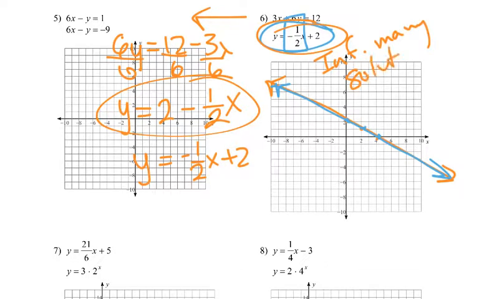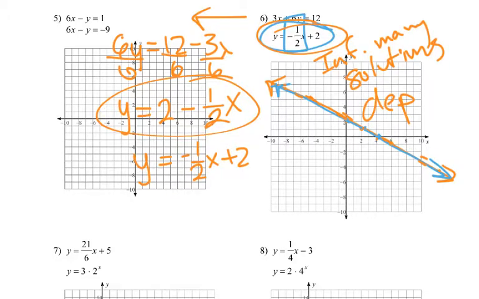Okay, so there's solutions, so it's consistent, but it's dependent, right? Not independent. That's what I was looking for. Okay, so every point here is an answer.